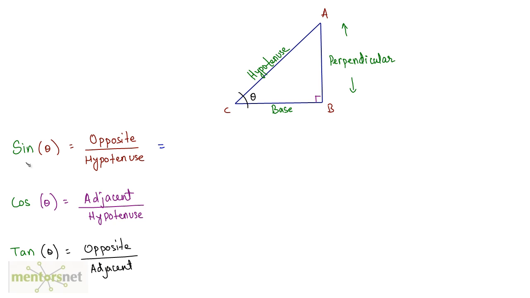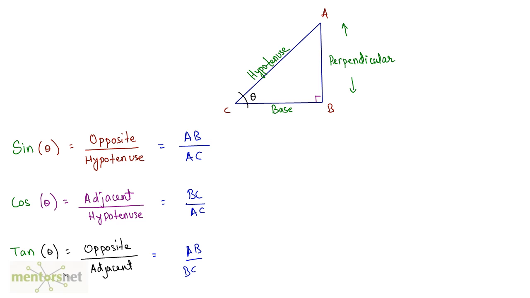So the sine of an angle theta is equal to the opposite side upon the hypotenuse. The opposite side of this angle theta is the perpendicular, and that's AB. So I can write AB upon the hypotenuse, which is AC. So sine theta is AB by AC with respect to this triangle. Cos theta will be base upon hypotenuse, or adjacent upon hypotenuse. The adjacent side is this, so this is BC upon AC. And the tan of this angle theta is equal to the opposite side upon the adjacent side, right? So this will be AB by BC.